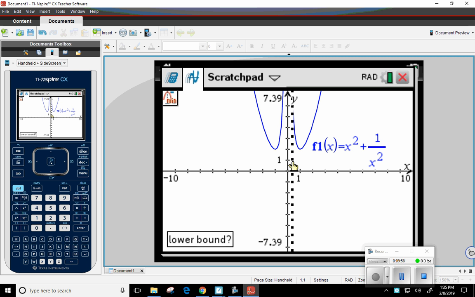All right, so lower boundary, I'm going to put it on the left. Upper boundary, I'm going to put it on the right. And there we go. So the minimum is 2. It occurs at x equals 1.